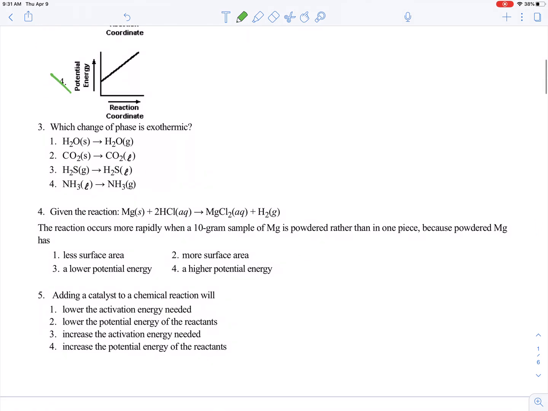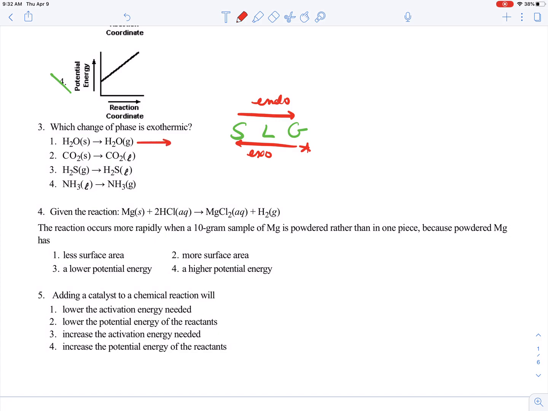Number 3, which change of phase is exothermic? You want to have a release of energy. Looking at all of these, they're all phase changes, right? It's the same substance on the left side and right side, it's just the phase that is changing. What I always do is, in one direction, to go from a solid to a liquid to a gas, that's an absorption of energy. Gas to liquid to a solid is a release of energy. Now look at these answer choices and see which one goes in the exothermic direction.